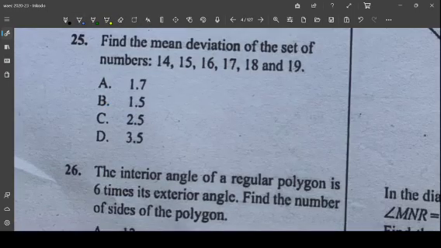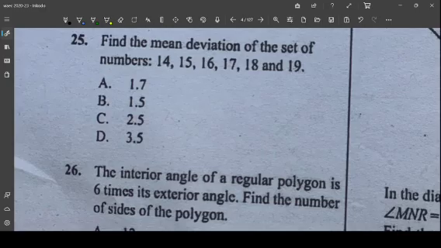Welcome to question 25 of this WAEC past questions objective. It says find the mean deviation of this set of numbers. So we are given some set of numbers and we are told to find the mean deviation. So first of all, we need to find the mean and then we can calculate how much each of them have deviated from the mean.